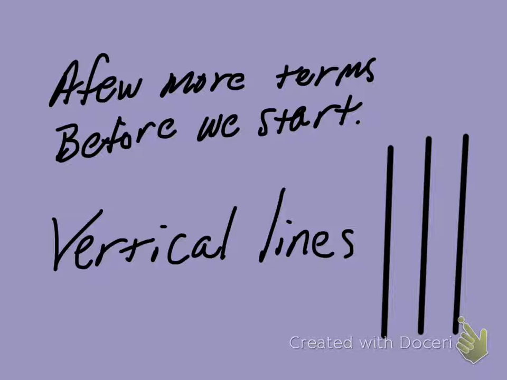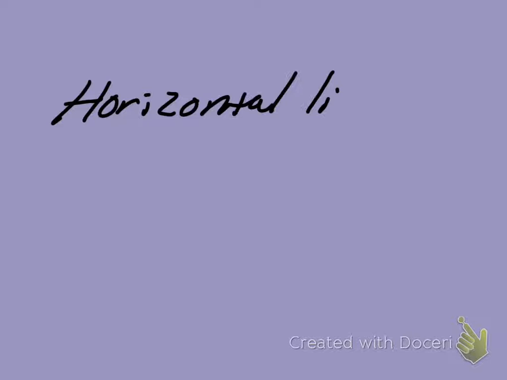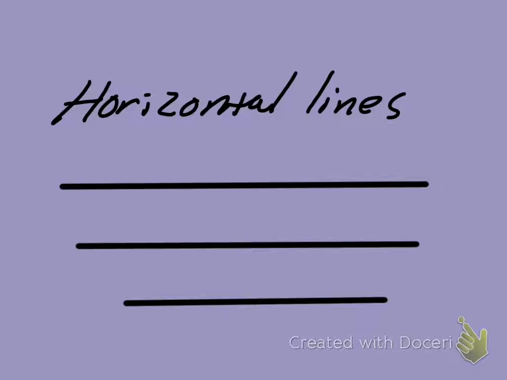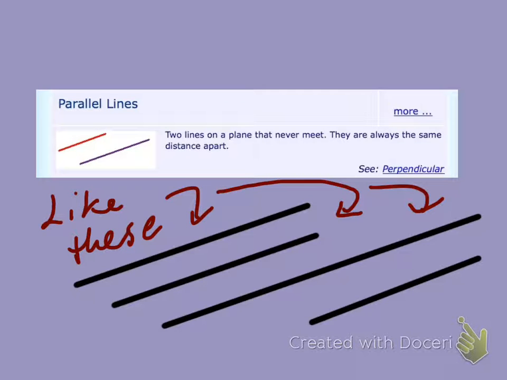Just a few more terms before we start. Vertical lines. These are vertical lines. They run straight up and down. Horizontal lines run side to side. Parallel lines: two lines on a plane that never meet. They are always the same distance apart. They never meet.